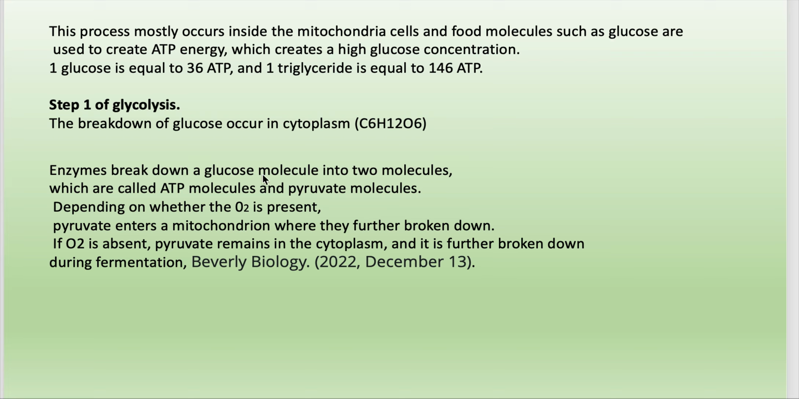Enzymes break down glucose molecules into ATP molecules and pyruvate molecules, depending on whether oxygen is present. Pyruvates enter the mitochondria, where they are further broken down. If oxygen is absent, the pyruvates remain in the cytoplasm and are further broken down during fermentation.